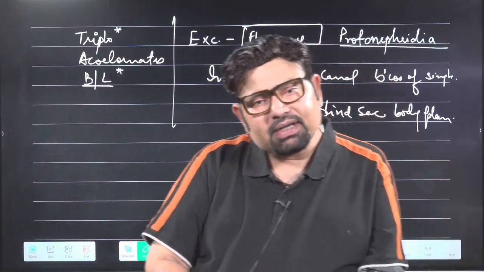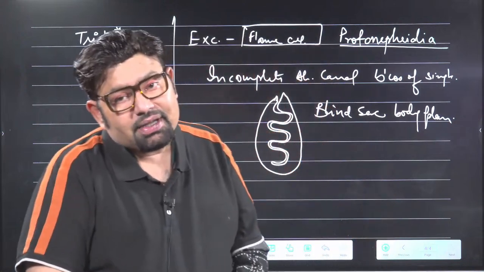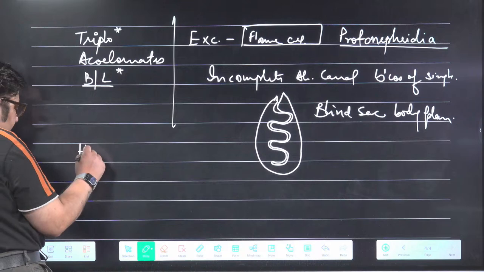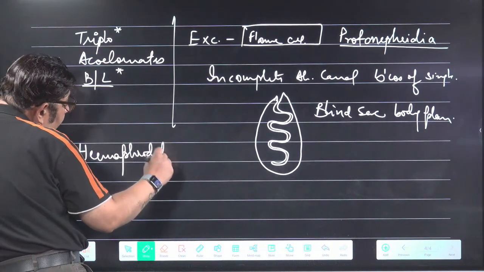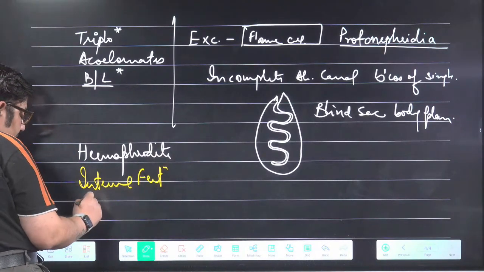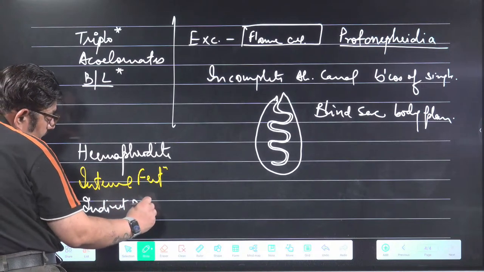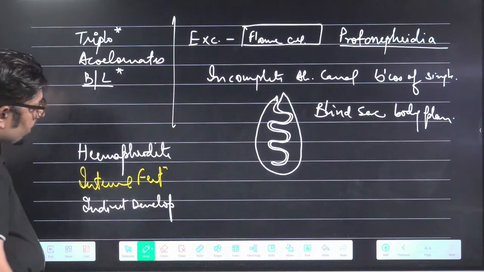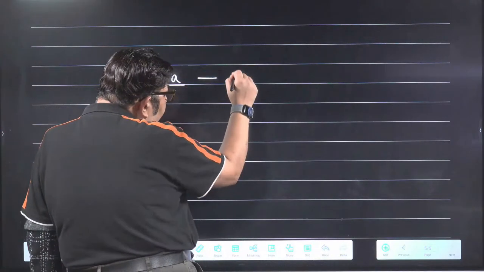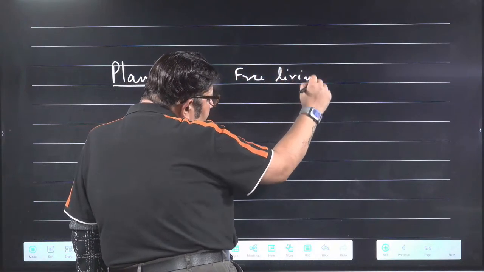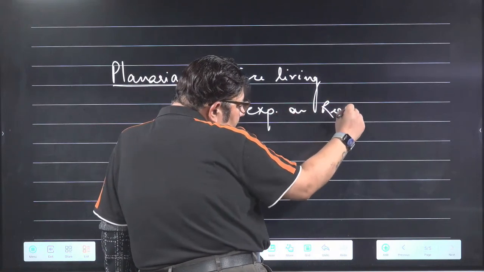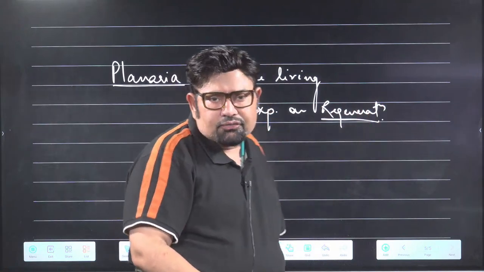Anything else special about the flatworms which is not there in the previous phylum? Yes, internal fertilization is an important point, but even Porifera has internal fertilization, so never forget internal fertilization and indirect development. They are hermaphrodite. One name you can note down: planaria. This is a free living form, not a parasite, and it is used in experiments on regeneration capacity.